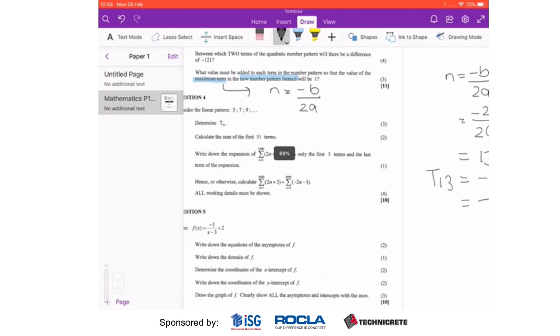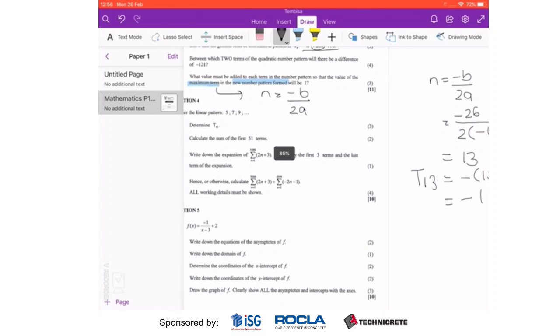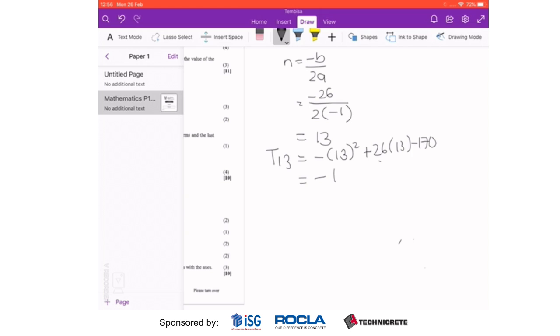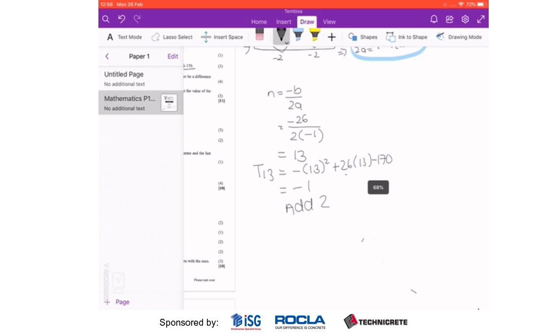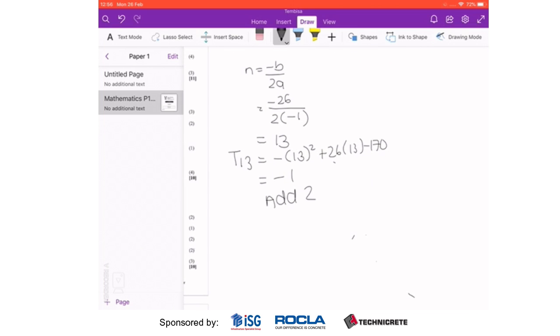So the question asks, what value must be added to each term so that the maximum is 1? So the final answer is that you must add 2. Okay, this was a 3-mark question. It was a bit of an applied question, applying the knowledge of other factors in the quadratic formula. Most importantly, 13. Even if you could remember the maximum number formula, getting 13 was 1 mark, getting negative 1 was another mark, and adding 2.